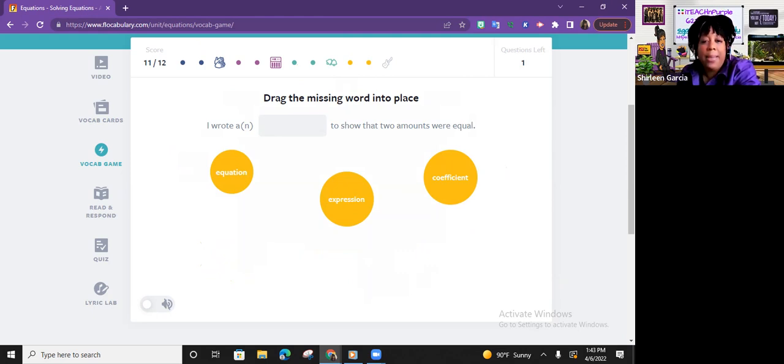All right, I wrote a blank to show that 2 amounts were equal. When you're showing that things are equal, what kind of term is that? Is that an equation, an expression, or a coefficient? Equal. Equal, that's a hint. Yes, the light bulb. The EQ, the EQ. Anytime you see the equal sign, it's an equation.